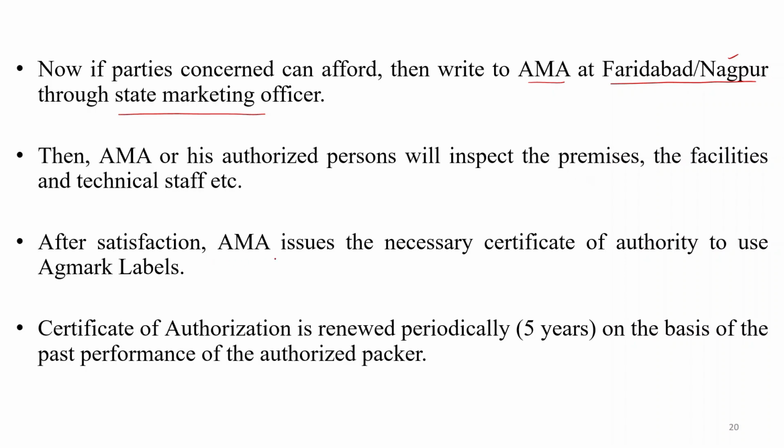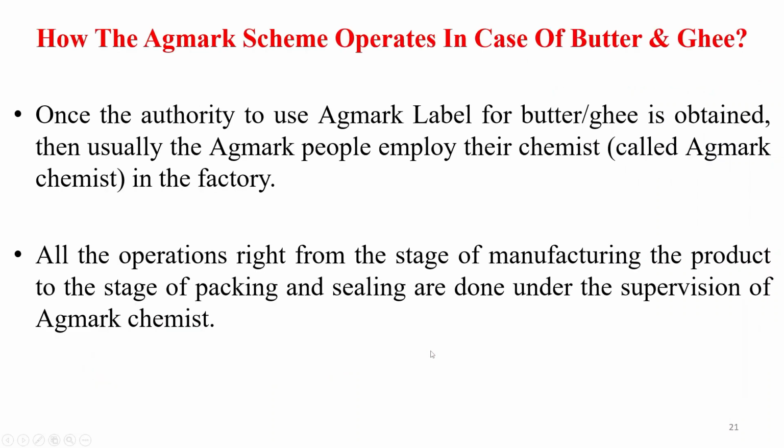Now if they are satisfied, then AMA issues the necessary certificate of authority to use AGMARK labels, and the certificate of authorization is renewed periodically. Generally its validity is 5 years, and on the basis of the past performance of the authorized packer, if the performance is good, then only the certificate of authorization will be renewed, otherwise not.